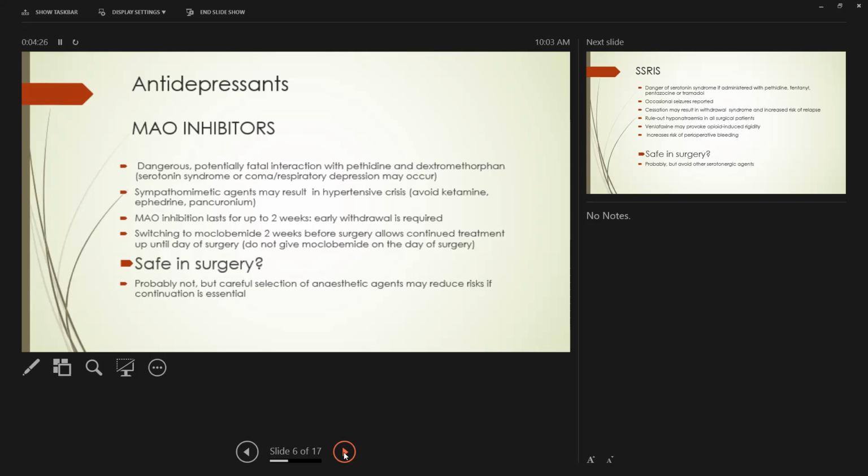MAO inhibitor effect lasts for up to 2 weeks. Early withdrawal is required. Switching to moclobemide 2 weeks before surgery allows continued treatment up until the day of surgery. Do not give moclobemide on the day of surgery. Probably not, but careful selection of anesthetic agents may reduce risk if continuation is essential.